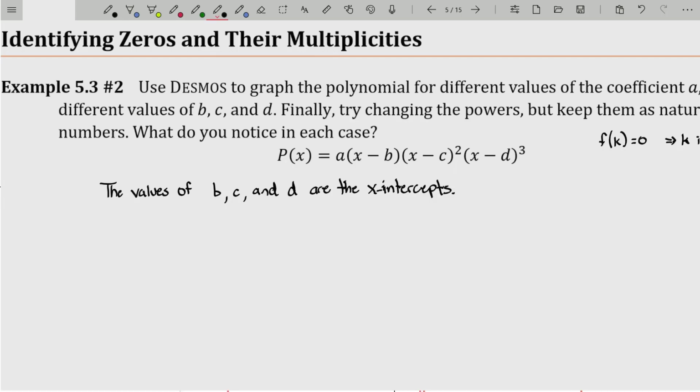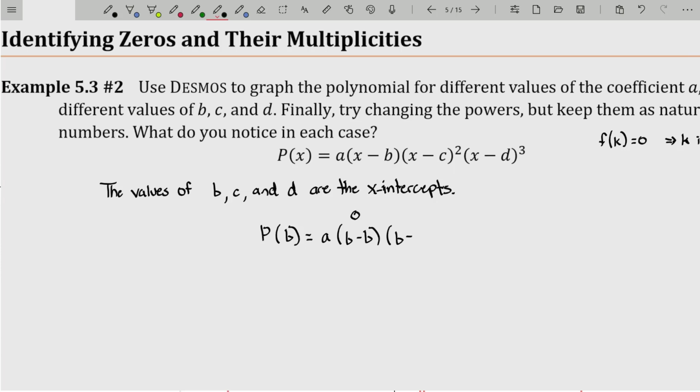And that should just make sense, because if you think about it, you have x-intercepts when our function turns into 0. So if I were to plug in, for example, into our polynomial, the value of b, we would get a times b minus b times b minus c squared times b minus d cubed, but b minus b is 0, and 0 times anything else is 0. So when we plug in the value of b for the x value, we get an output of 0. That is, b must be an x-intercept. So that should make sense to you.